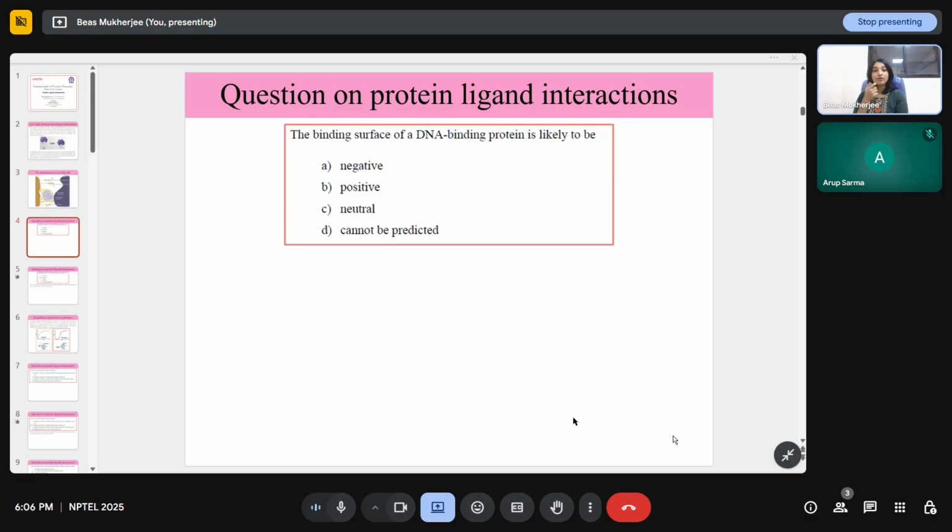So you have to think about the charge of the DNA and understand that this DNA binding surface of the protein should be able to attract the DNA towards itself, and so the binding surface should be of what charge? That is something that you have to answer.